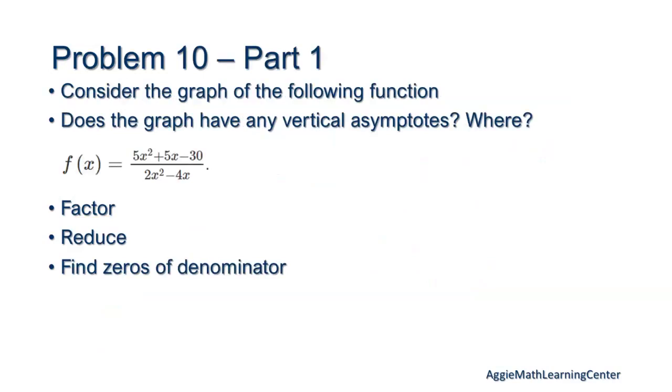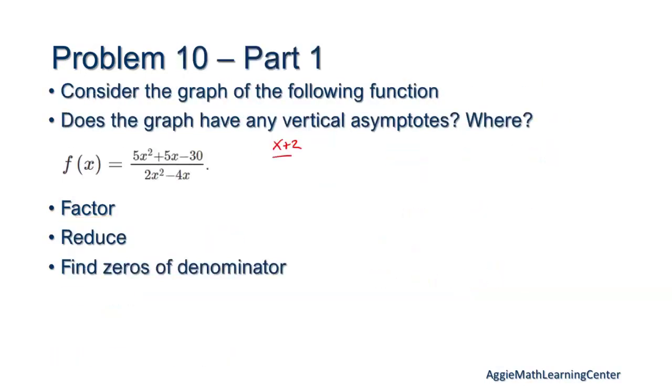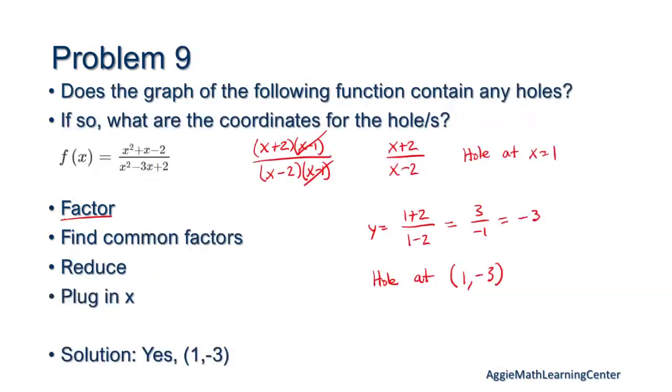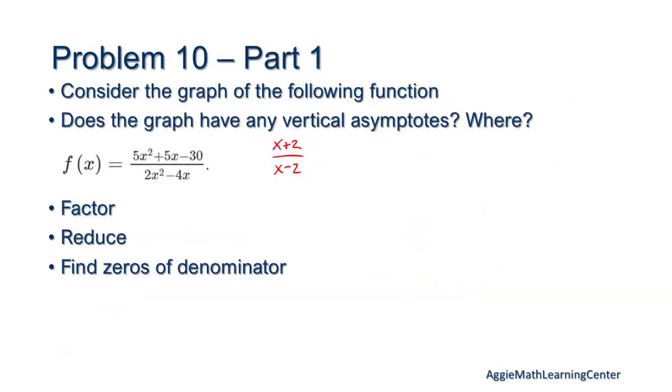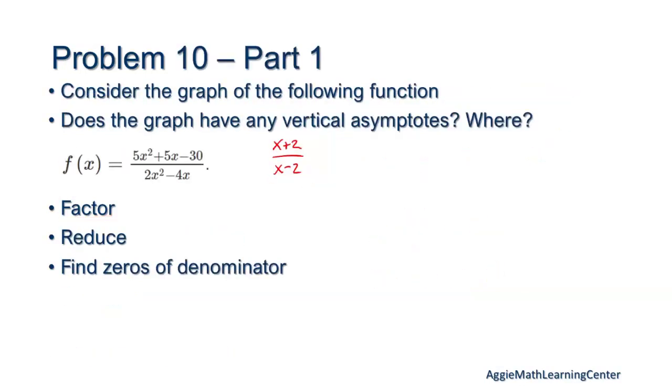Okay, so now we're going to find vertical asymptotes. So if we remember the reduced form, it was x plus 2 over x minus 2. Wait, this is a different equation. Never mind. Let me erase that quick. Okay, so now we have a different equation here.